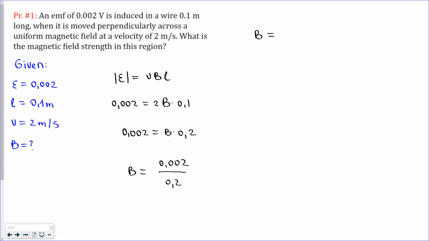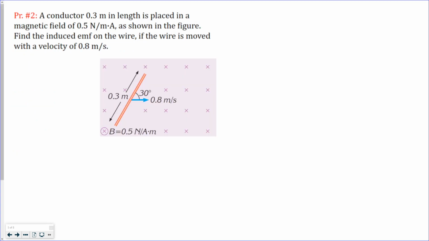So we can cancel out the 2 and 2 and the 0. So the answer is 0.1. The unit for the magnetic field is Tesla. So let's move to the second problem.